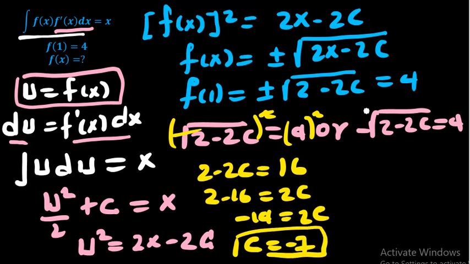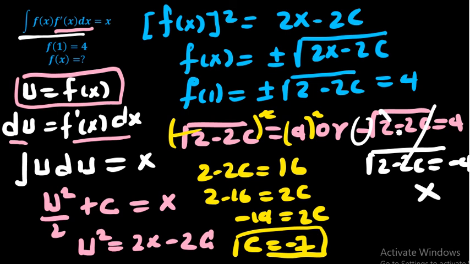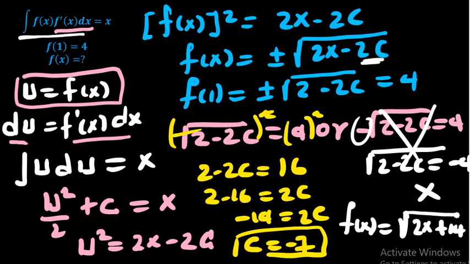When you go to the other one, first of all you need to remove this negative. Multiply both sides by negative, so the square root of 2 minus 2c will be negative 4, which is impossible. It doesn't work, so we can ignore this part. So our c value will be negative 7. So finally f of x: one positive, one negative. Obviously only the positive will be taken because the negative doesn't work, so it's going to be the square root of 2x minus 2c. Here it is, but the c is negative 7, so when you multiply, plus 14. That's going to be the end of the video.